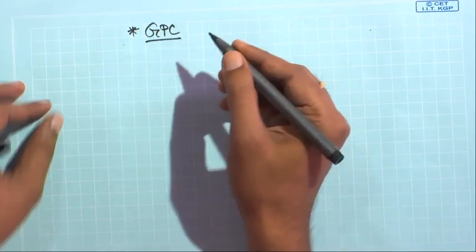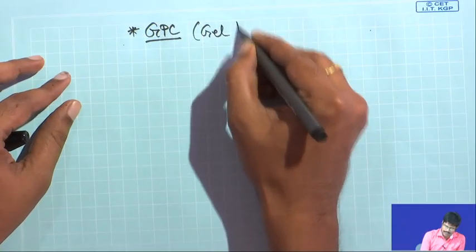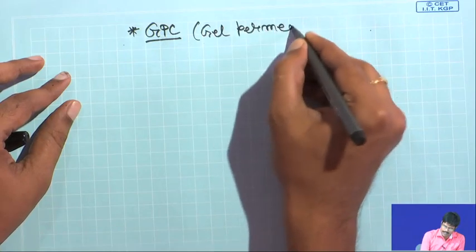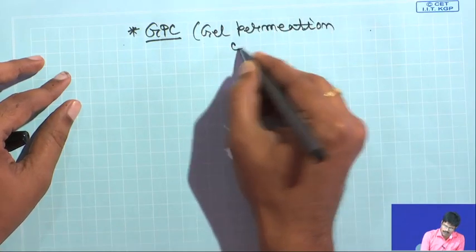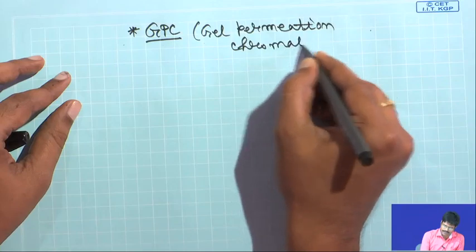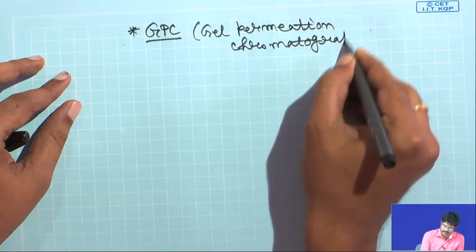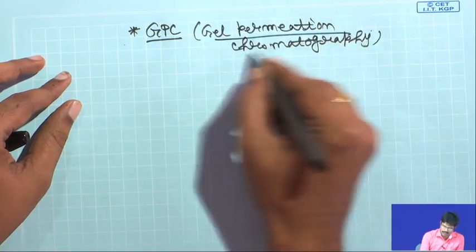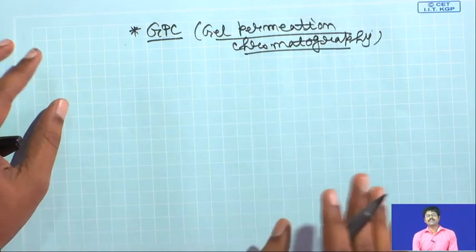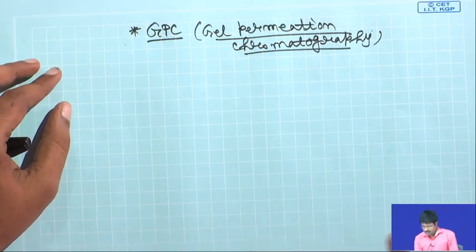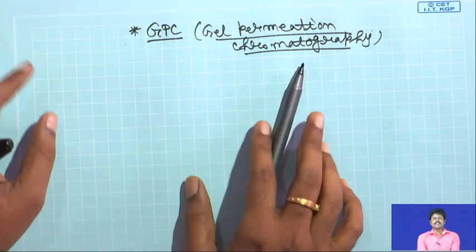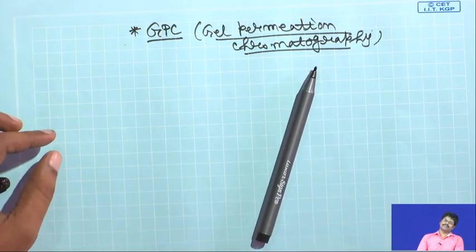one of the techniques that you can use is GPC, which is gel permeation chromatography. This gives you the distribution of molecular weights, the complete distribution of the molecular weight. So, what is the principle of that? This is basically a size exclusion chromatography.